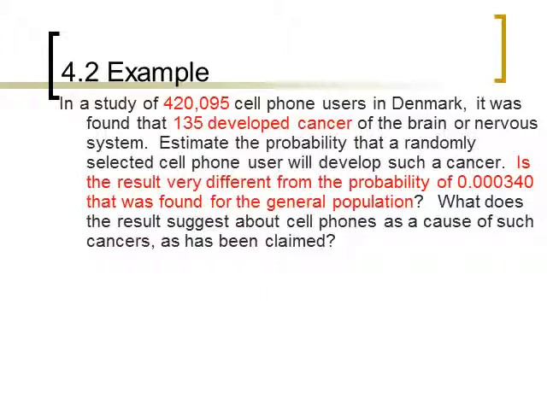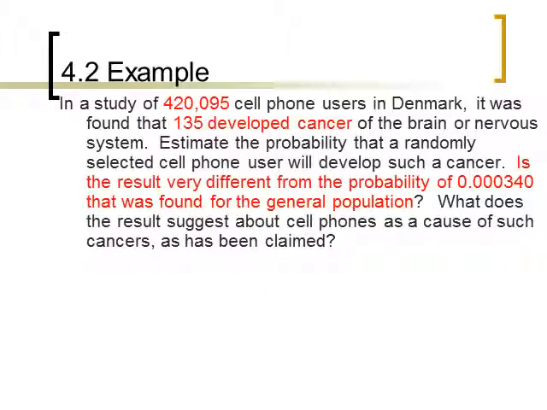Here's another example taken out of your textbook that refers to probability. In a study of 420,095 cell phone users in Denmark, it was found that 135 developed cancer of the brain or nervous system. Estimate the probability that a randomly selected cell phone user will develop such a cancer. Is the result very different from the probability of 0.000340 that was found for the general population to develop cancer? What does the result suggest about cell phones and the cause of such cancers, as has been claimed before?